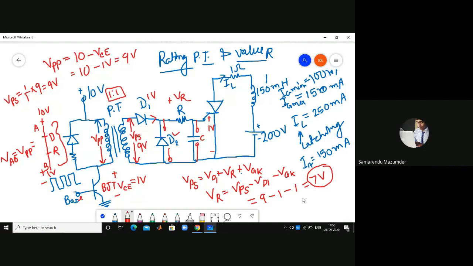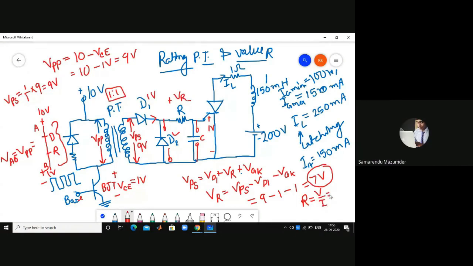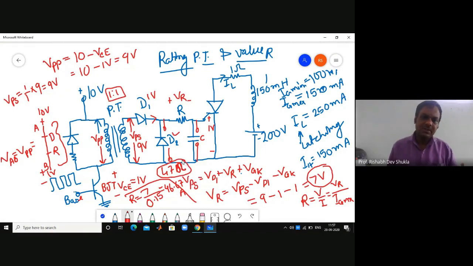In order to calculate the value of R, what is R? It is the ratio of voltage and current. To turn on the thyristor, you are supplying the maximum gate current. VR divided by Ig max is equal to what now? R is equal to 7 divided by 0.15, which is equal to 47 ohms, the value of resistance.